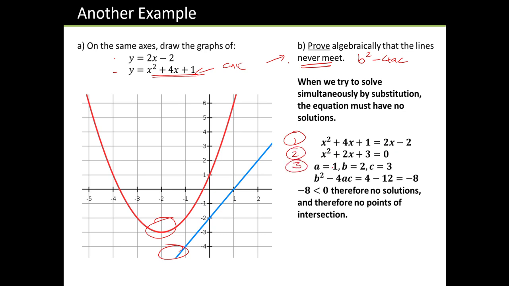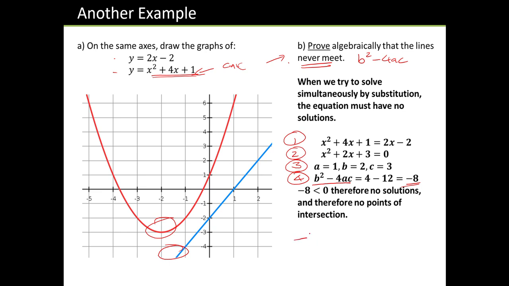Step 3, you write out your a, your b, your c values. Step 4, you put them into b squared minus 4ac. Always b squared minus 4ac? Yes, always b squared minus 4ac, please. You get minus 8. Now, so what?